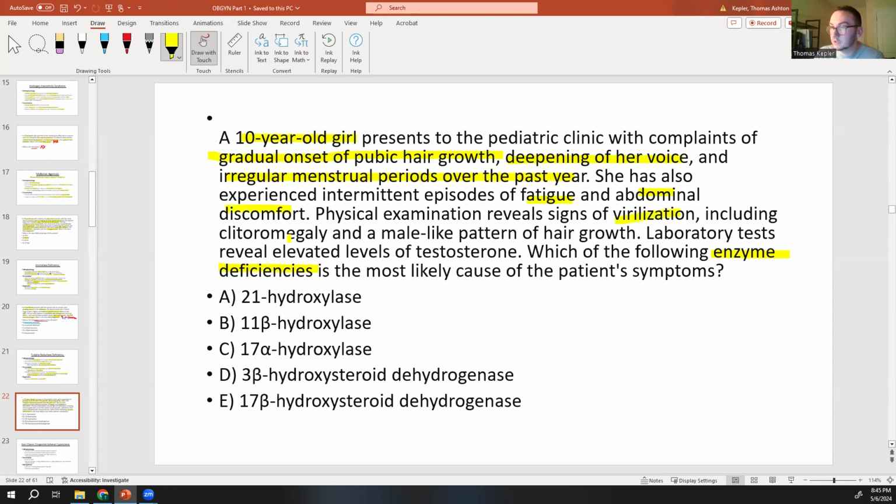On exam, she has virilization, clitoromegaly, and a male-like pattern of hair growth, and her labs show an increase in her testosterone levels. So here you have a younger girl who's kind of reaching that puberty area. And once she gets here, she's now developing a lot of symptoms of virilization and hyperandrogenism. And so here I want you to think about your non-classic congenital adrenal hyperplasia. We'll tell you, NBME loves this one.